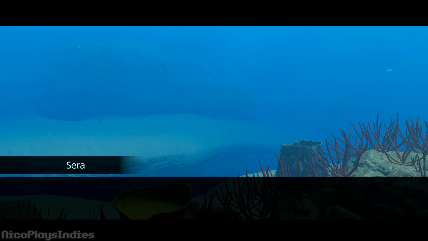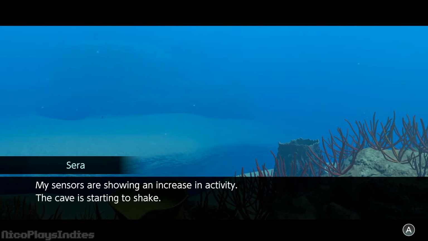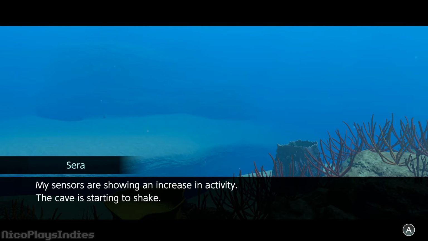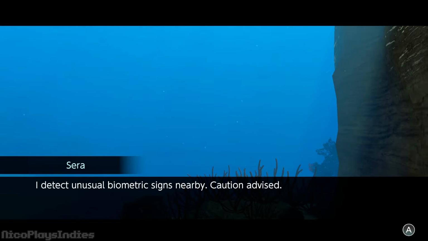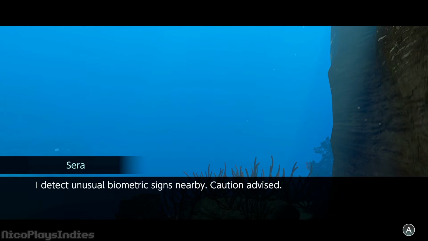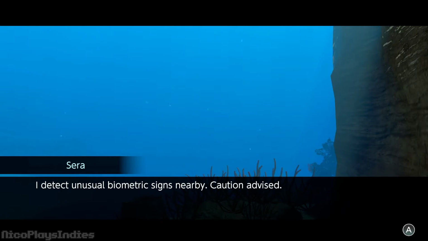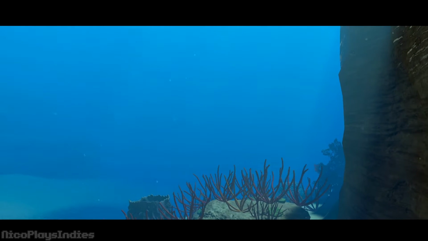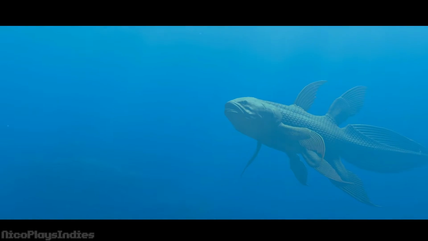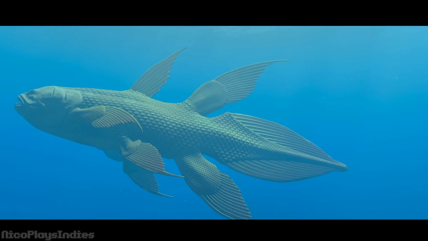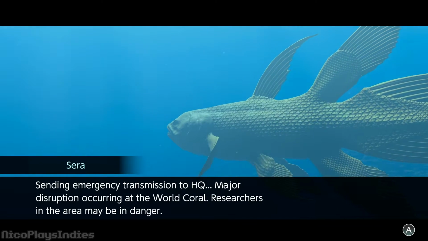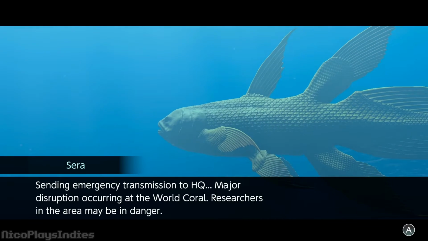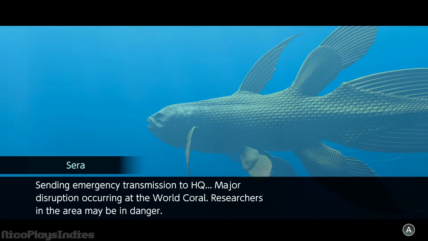Huh? My sensors are showing an increase in activity. The cave is starting to shake. Analyzing. I detect unusual biometric signs nearby. Caution advised. Sending emergency transmission to HQ. Major disruption occurring at the World Coral. Researchers in the area may be in danger.